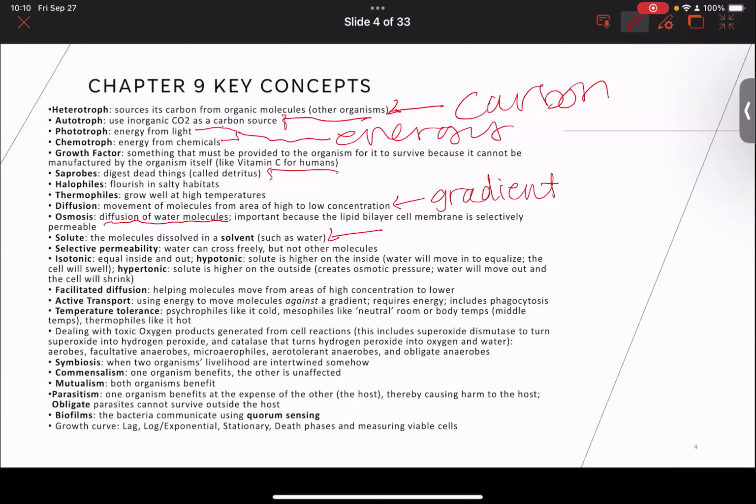And then we talked about the differences in concentrations of solute from inside of the cell versus outside of the cell. And that's going to be isotonic, which is equal inside and out; hypotonic, where the solute is higher on the inside, and the outside is hypo compared to the inside, right? So hypo meaning lower, tonic, so lower concentration of the thing compared to the inside, which will be higher. And then the hypertonic solution will be higher on the outside, lower on the inside, okay?